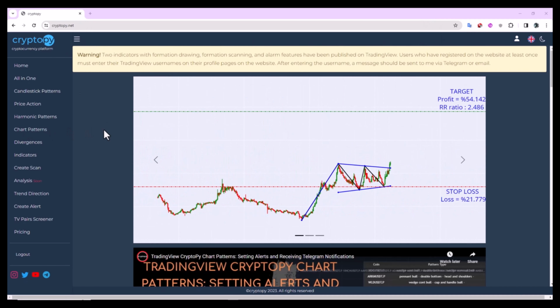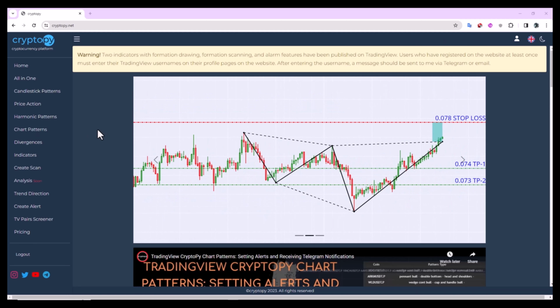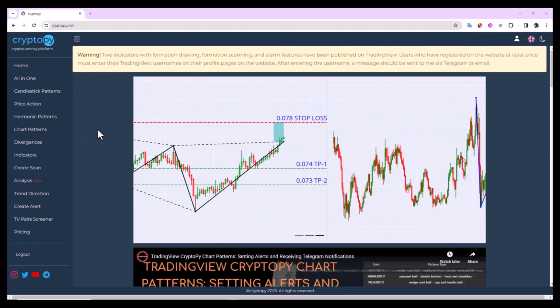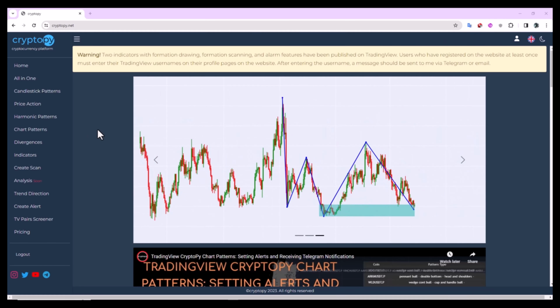In this video, we will explore how to scan the inverse head and shoulders chart pattern on the cryptopy.net website and understand how to enter trades.